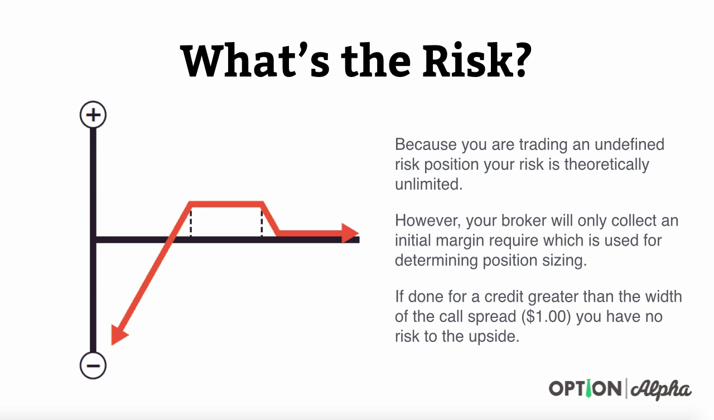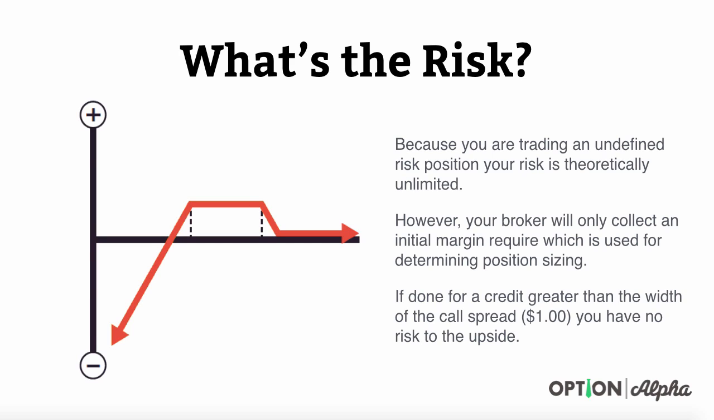Now, because you're trading an undefined risk position, your risk is theoretically unlimited with this strategy. This is an unlimited risk strategy, and your broker will only collect the initial margin required, which is used for determining your position sizing. And again, we've got a great downloadable PDF at OptionAlpha.com for members to download that can help you with figuring out your position sizing.